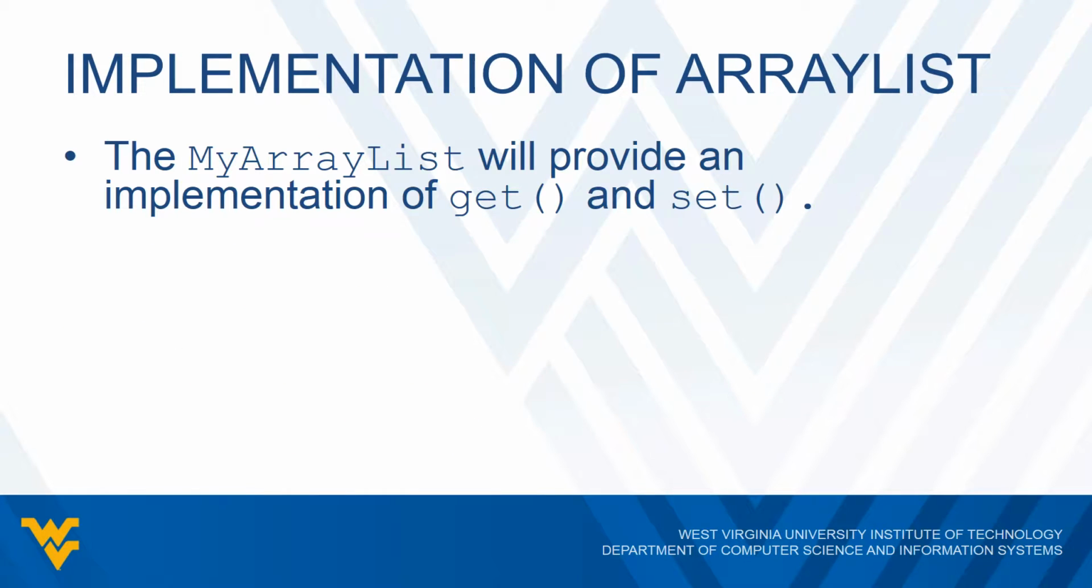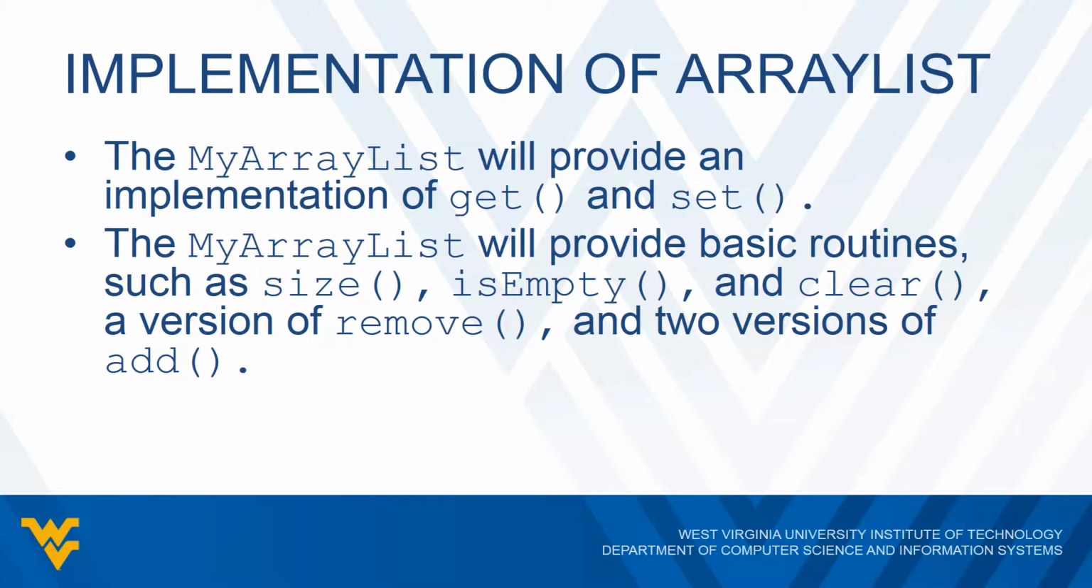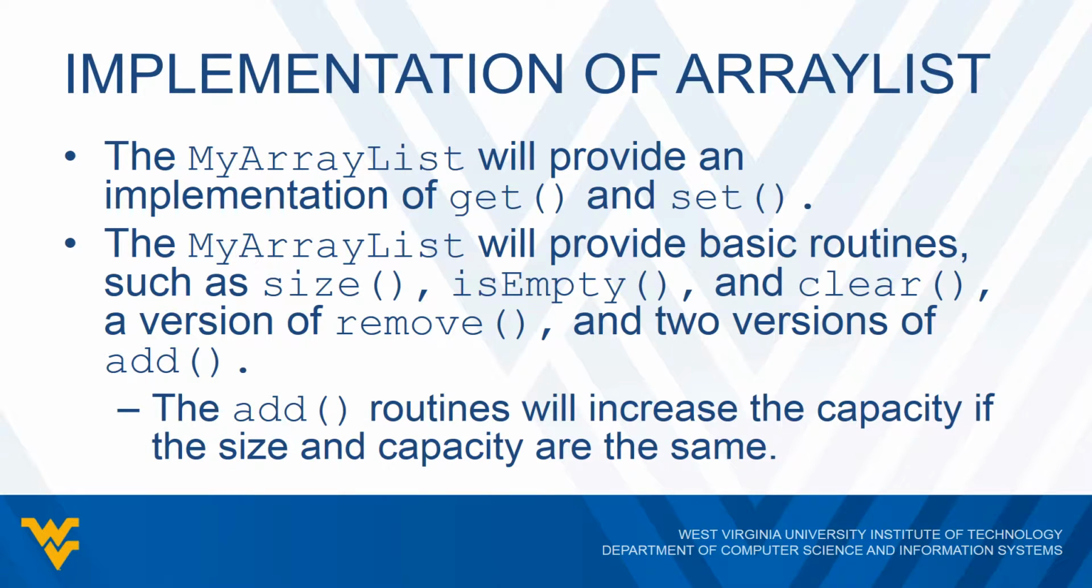MyArrayList will provide an implementation for the get and set methods. It'll also provide basic routines, such as the size, isEmpty, and clear methods. These are just going to contain one line of code in them. They're really simple. It'll also contain a version of the remove method, and two versions of the add method. For both versions of the add method, it will increase the capacity if it finds that the current size of the array and the capacity are the same, because if that were true, then we can't add anything more to the array unless we increase the capacity.